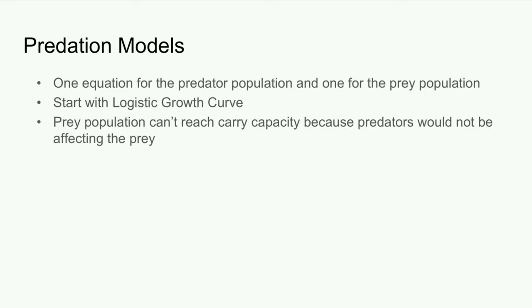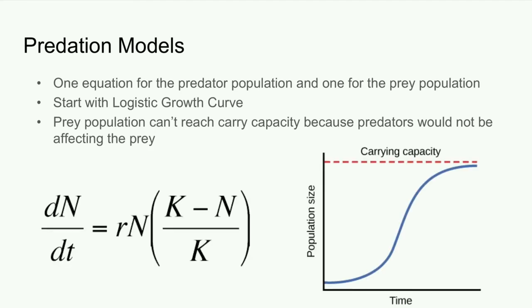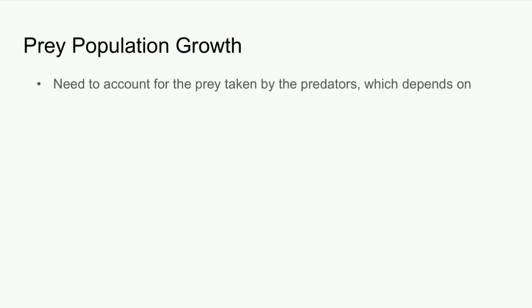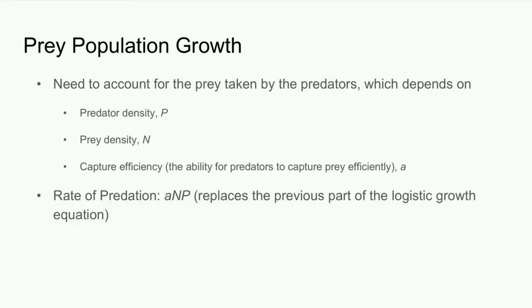Predation models are made for the predator population and the prey population, starting with a logistic growth curve that shows how population expansion decreases as resources become scarce and levels off when the carrying capacity of the environment is reached. This can be seen in the logistic curve graph and the logistic curve equation. The prey population never reaches carrying capacity due to the negative effect of predation, therefore the end part of the equation is not necessary. Three main factors affect the prey population model: predator density, prey density, and capture efficiency. The prey population growth is equal to the exponential growth minus the number lost to predators, shown in this equation.